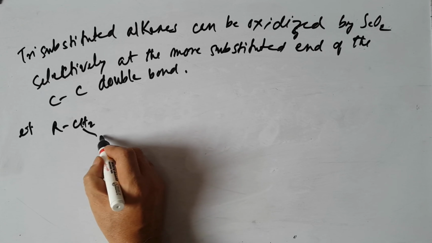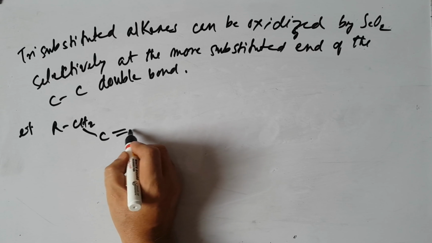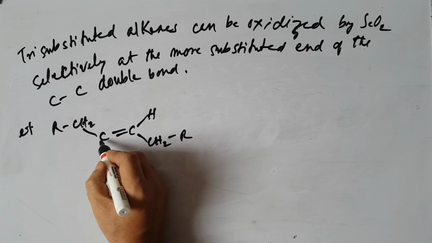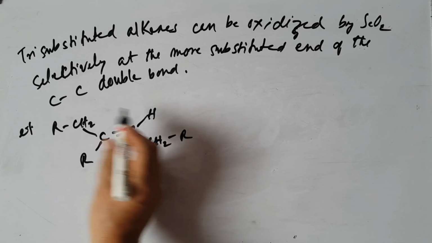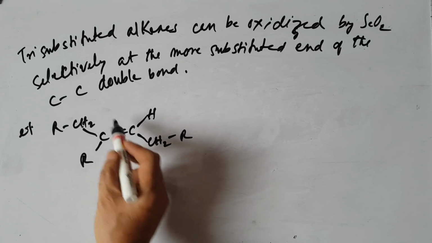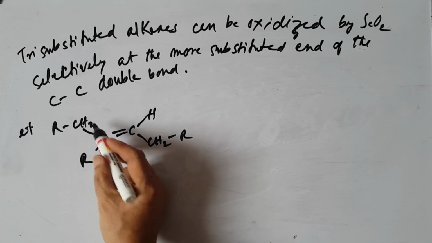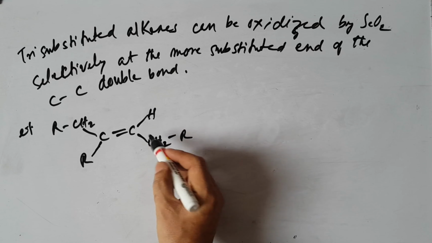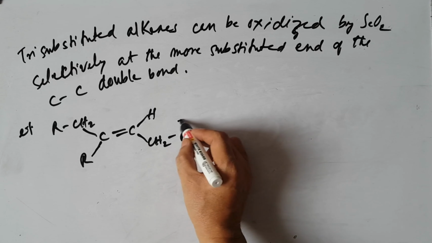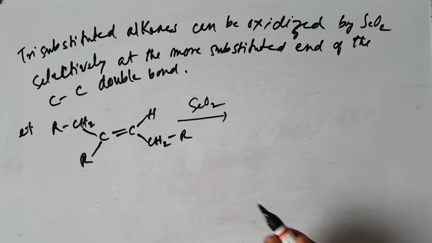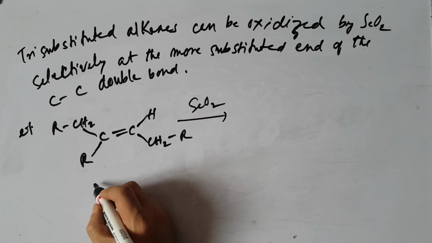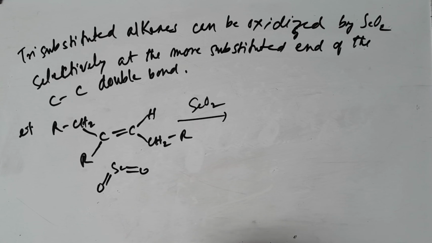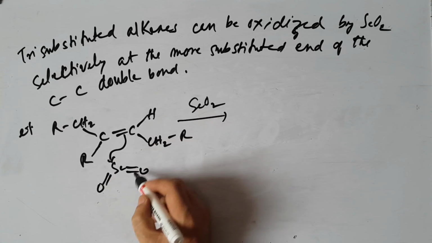So for example, let's say we have a trisubstituted alkene, compound C, with hydrogen here, CH2R, and another R here. So we have a trisubstituted alkene, one, two, three, and this carbon is more substituted and this one is less substituted. When you oxidize with selenium dioxide in the presence of water, first selenium attacks the double bond, like this.